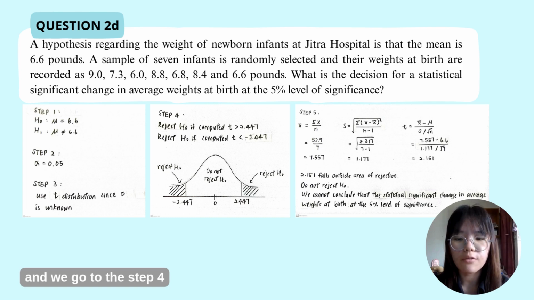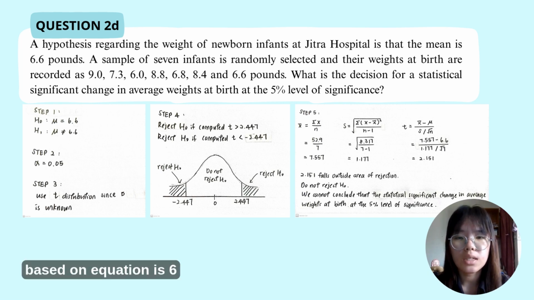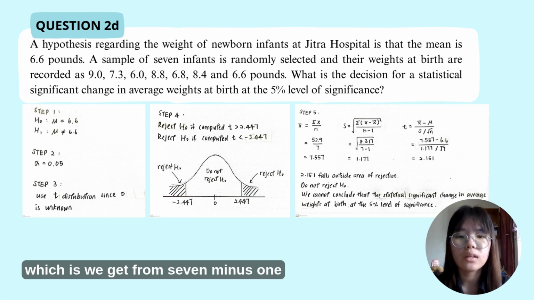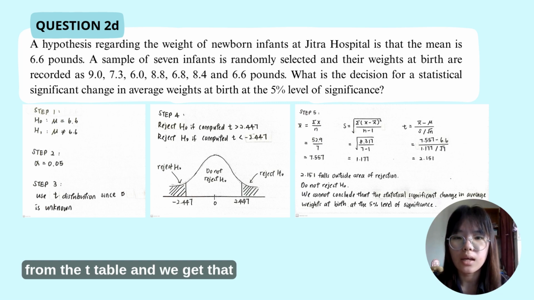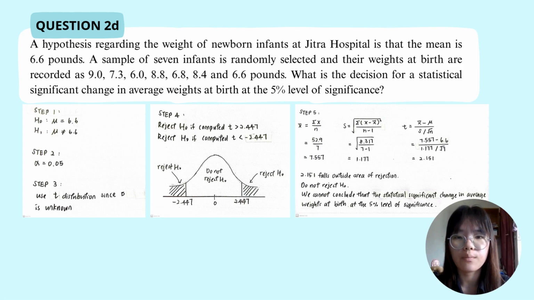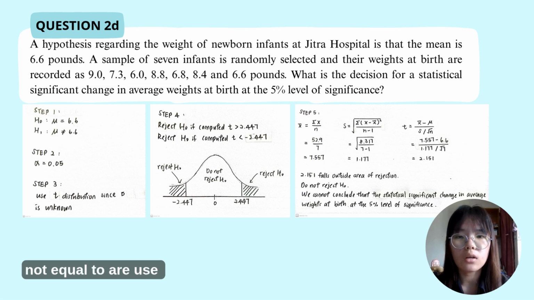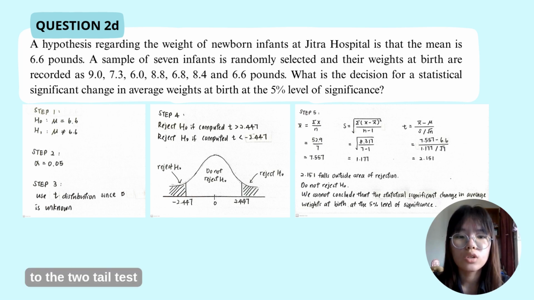And in step 4, we need to formulate the decision rule. We know that the degrees of freedom is 6, which we get from 7 minus 1, and we can find the critical t-value from the t-table, and we get that the critical t-value is 2.447. Next, because the symbol not equal to is used in step 1 for H1, it indicates a two-tail test.